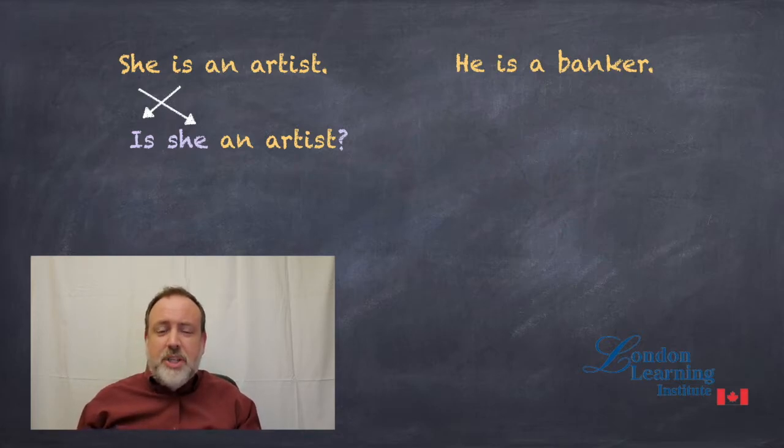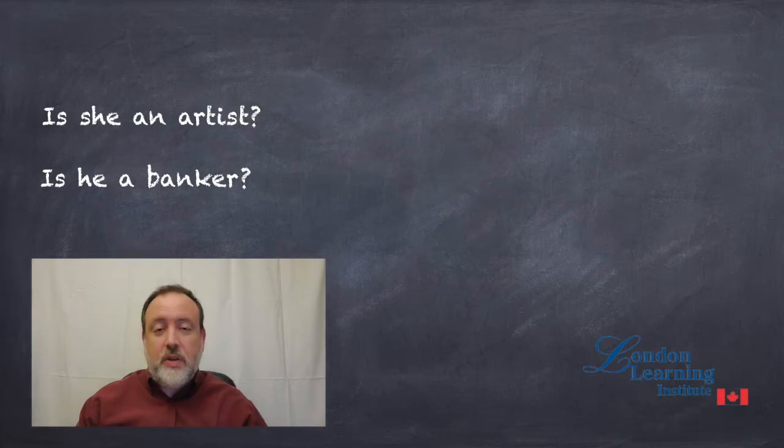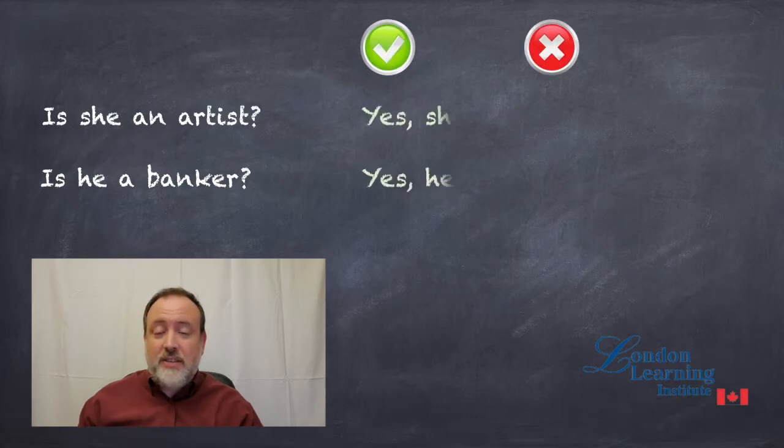Notice we also have to change the period at the end of the sentence into a question mark because this is a question. In the other example, he is a banker. Again, we switch the subject, he, and the verb to be, and it becomes, is he a banker, with a question mark. When you have these types of questions, you can answer yes or no. You can answer yes if it's positive and true, or no if it's negative. So in this case, is she an artist? If it's positive, you can say, yes, she is. Is he a banker? Yes, he is.